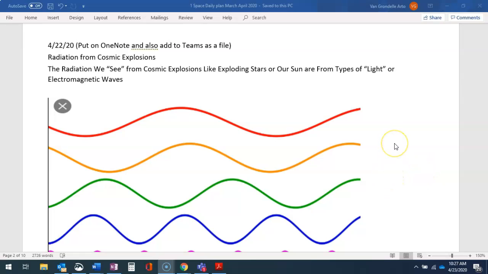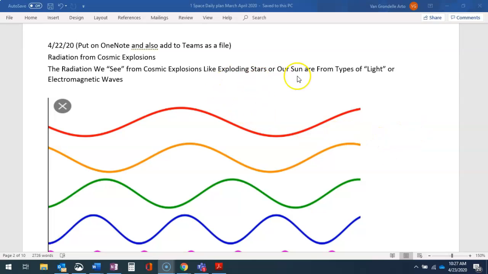So today we're going to be looking at different types of energy waves, and we've been looking at cosmic explosions and the sun and things like that in space. So how do we see these things? Okay, so we're just going to have some information about the basics of energy waves. It's all from energy waves.